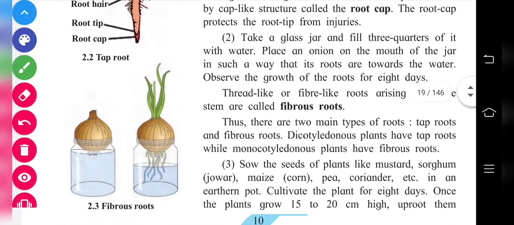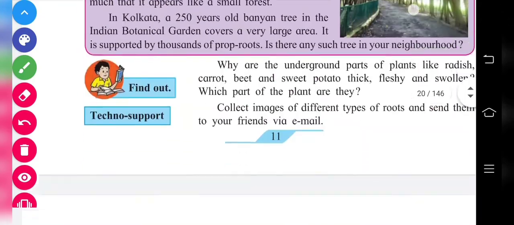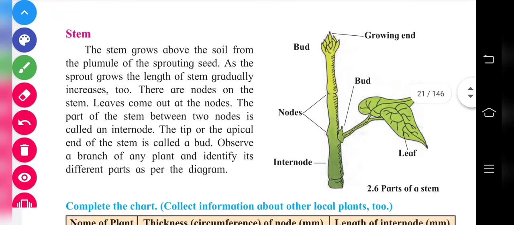As the shoot grows in length, the stem gradually increases too. Okay, there are the nodes on the stem, and leaves come out of the nodes. So here are the nodes, these are the nodes. Okay, this part is called the nodes. Okay, so where are the nodes present generally? Okay, yes. So these are the nodes.